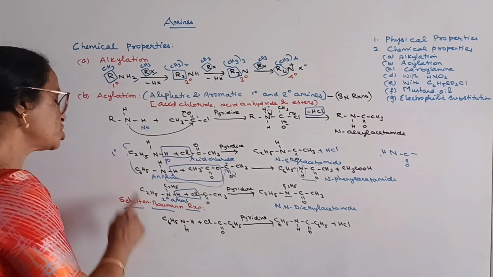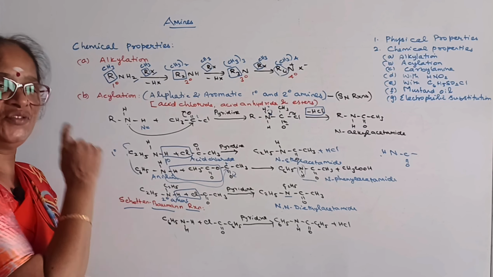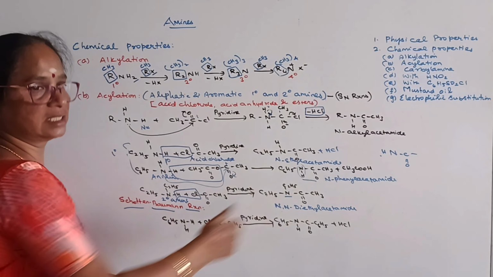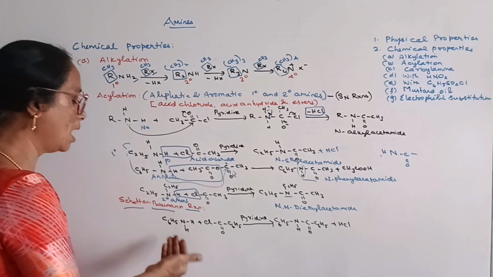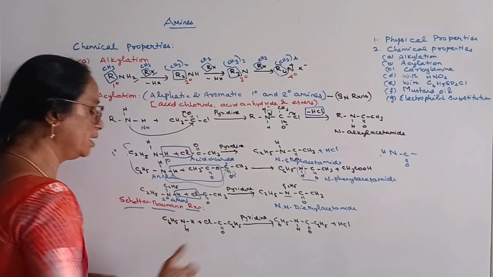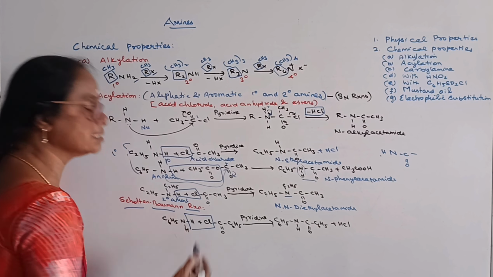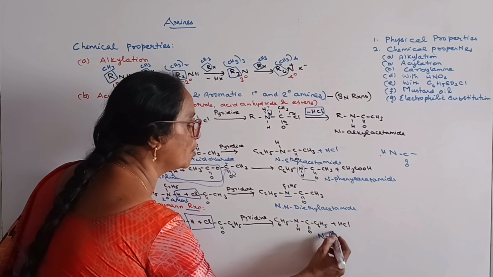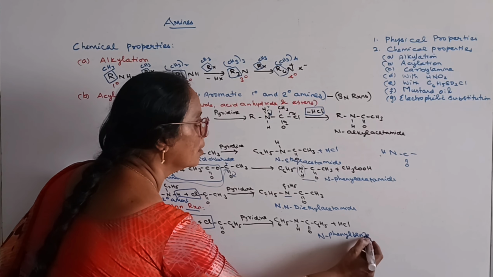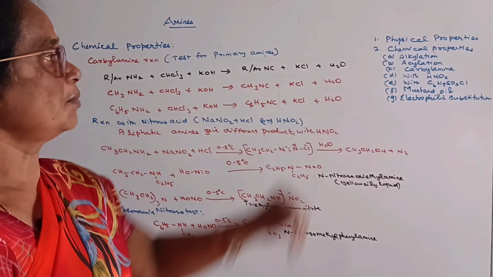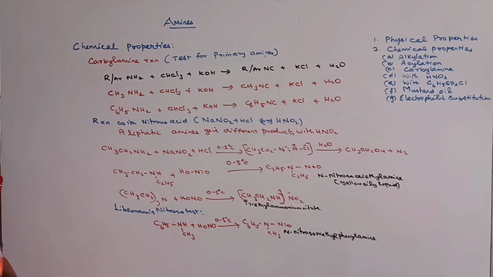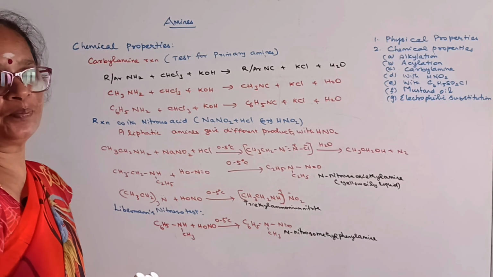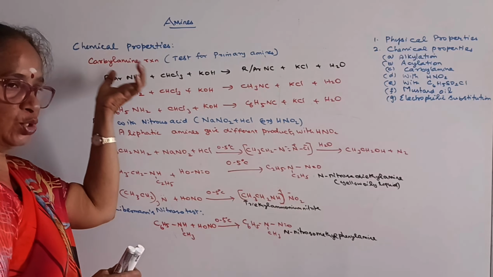The same Schotten-Baumann reaction we discussed in phenol also, where phenol is treated with acid chloride, we got ester. Similarly, here instead of phenol, aniline is taken with benzoyl chloride. Once again, HCl is removed. So we are getting N-phenyl benzamide. So the name of the compound is N-phenyl benzamide.